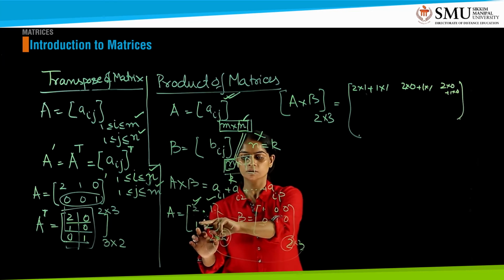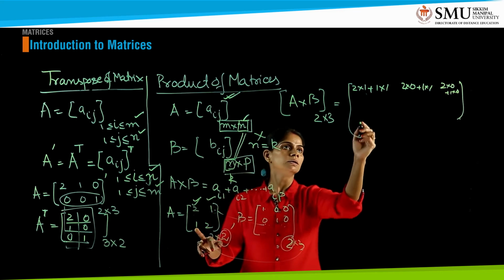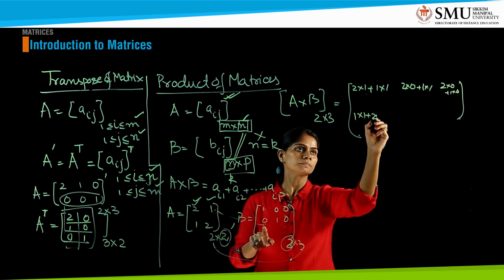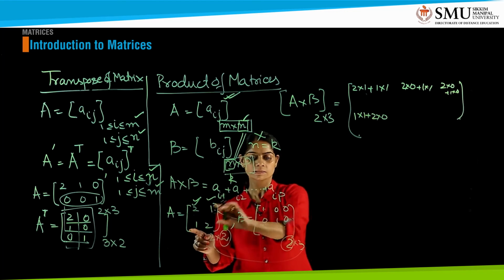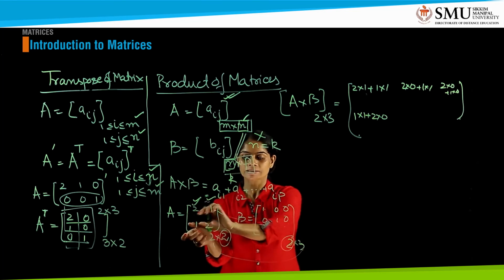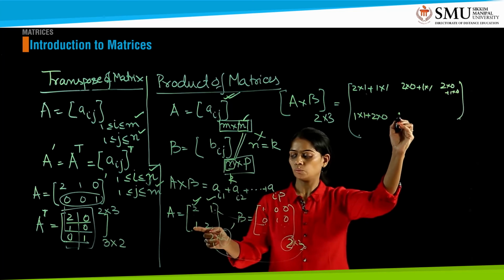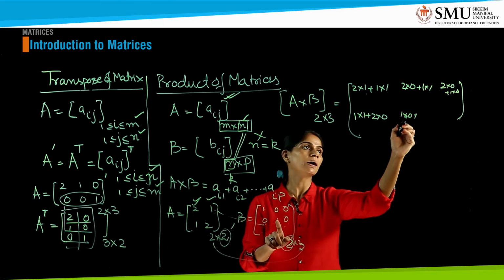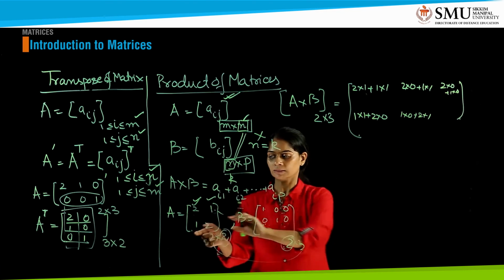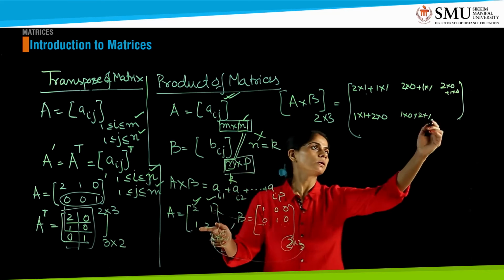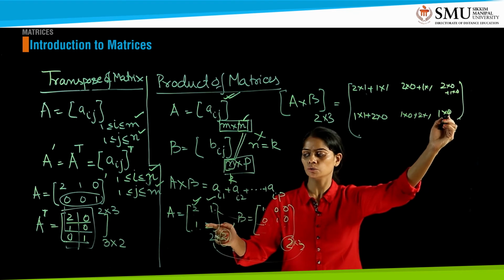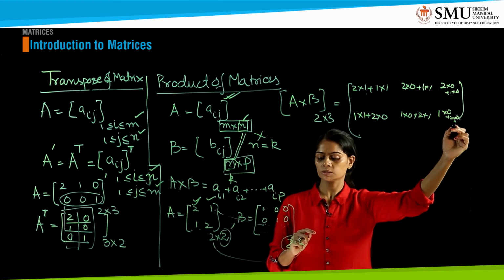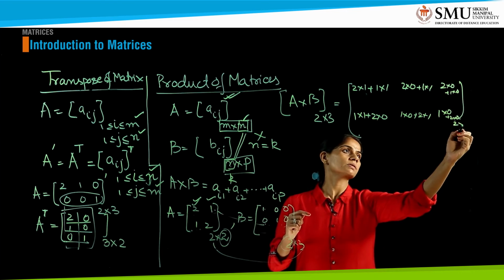Now, we will start with the second row. This into this plus this into this. So, 1 into 1 plus 2 into 0. Now, the second row and second column. So, 1 into 0 plus 2 into 1. Then second row and third column. So, 1 into 0 plus 2 into 0. So, this is your 2 cross 3 matrix.